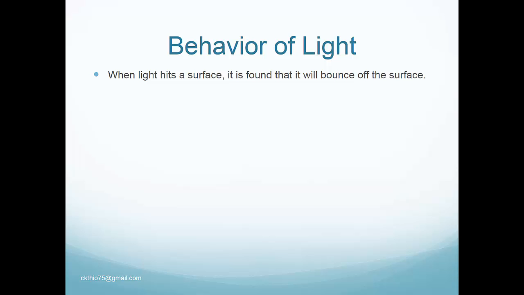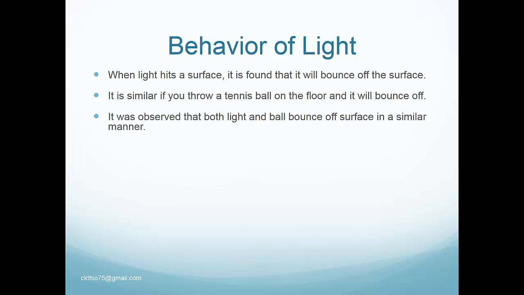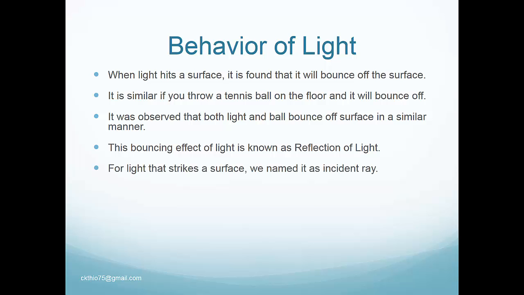Okay, when light strikes a surface, it is found that it will bounce off the surface. It is actually similar to throwing a tennis ball on the floor, and it will just bounce off. It is observed that both light and the ball bounce off the surface in a similar manner. This bouncing effect of light is known as the reflection of light. For light that strikes the surface, we term it the incident ray, and the light that bounces off the surface we name the reflected ray.